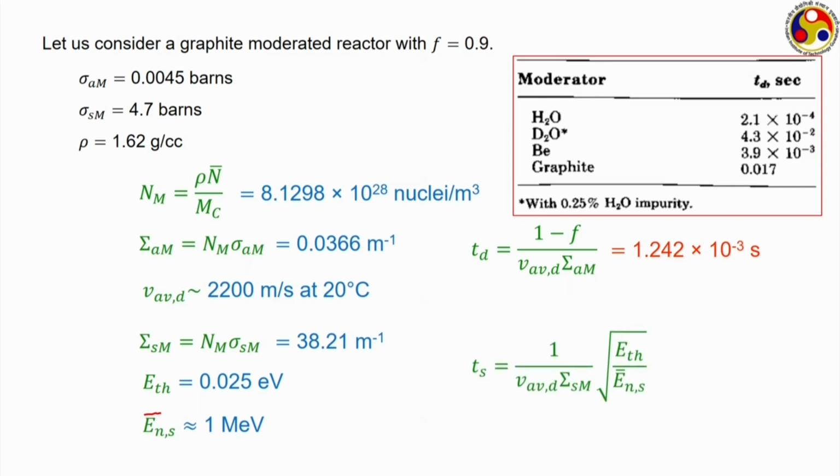So, we put that into the mathematical expression for scattering time, and it comes out of the order of 10 to the minus 9 seconds only. So, between this diffusion time and scattering time, there is a very large difference. While diffusion time is of the order of 10 to the minus 3 second, scattering time is of the order of 10 to the minus 9 second. And therefore, for a thermal reactor at least, the prompt neutron lifetime is considered to be equal to the diffusion time only. The scattering time can safely be neglected.